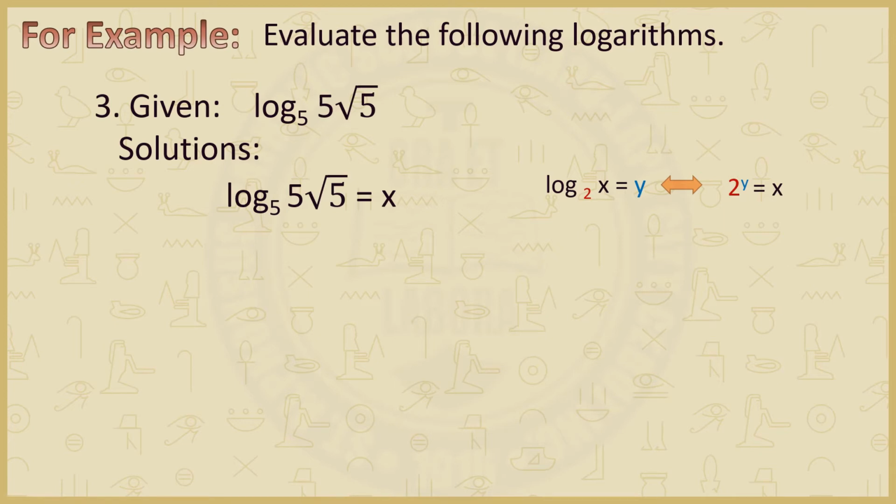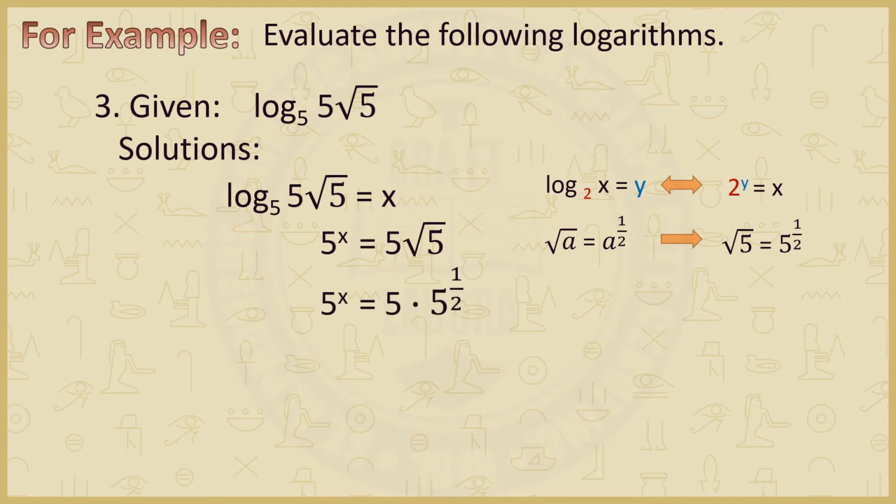So we will convert the given logarithm to its exponential form, and it is 5 raised to x is equal to 5 square root of 5. After which, square root of 5 can be written into exponential form. According to the definition of the radical expression, for every square root of a, its exponential form is a raised to 1/2. So the square root of 5 is equal to 5 raised to 1/2.